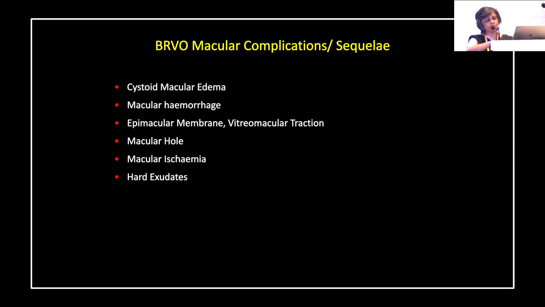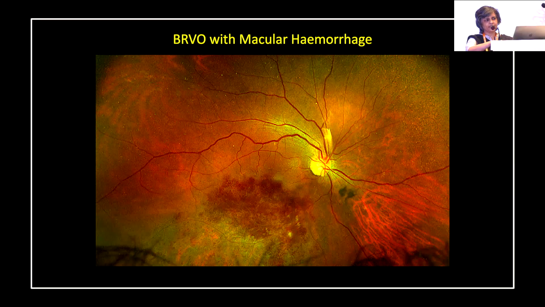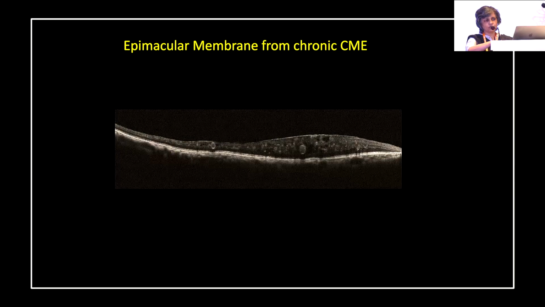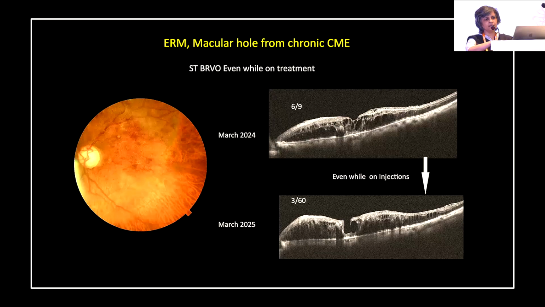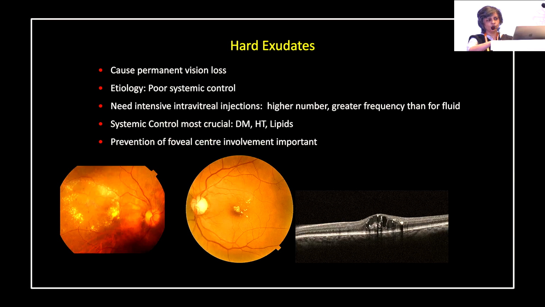Now the initial complications are macular. The most common is, of course, the macular edema, which responds to anti-VEGF and steroid injections, but also macular hemorrhage. In chronic macular edema, they start developing epiretinal membrane, and even with treatment, they can go on and develop a macular hole with poor prognosis. They can present like this with an ERM and holes.